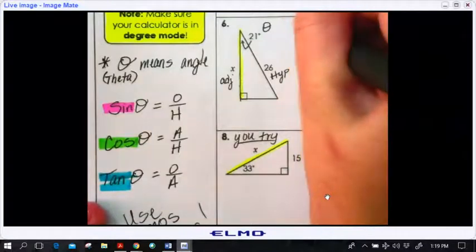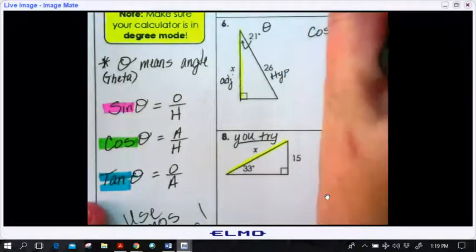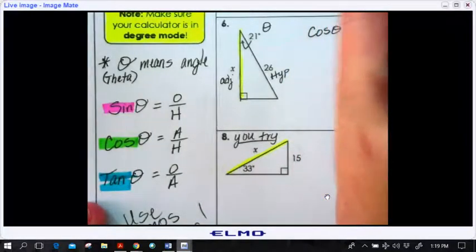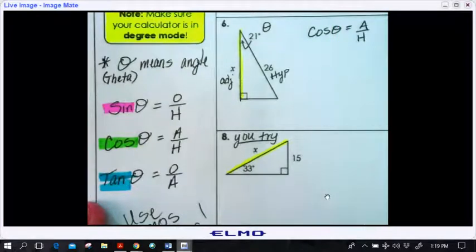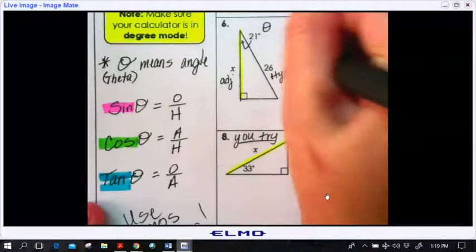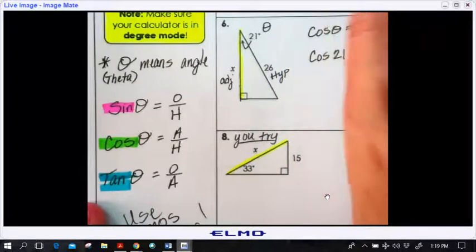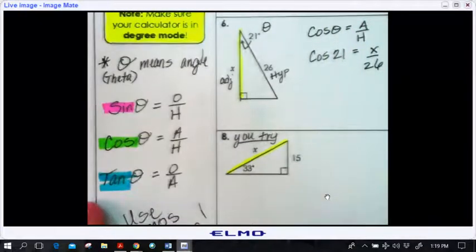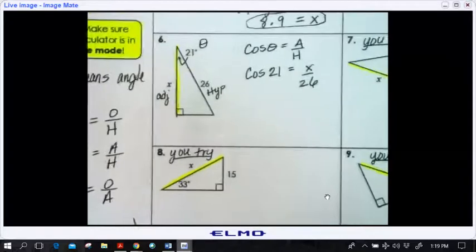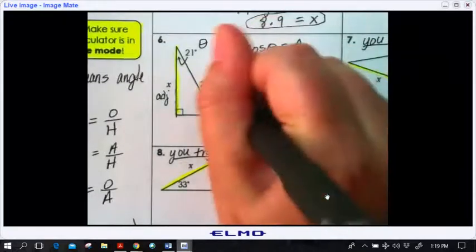So I'm going to do cosine of theta equals adjacent over hypotenuse. Now I'm going to fill in all the information where it goes. So cosine of 21 equals x over 26. Let's multiply both sides of our equation by 26.